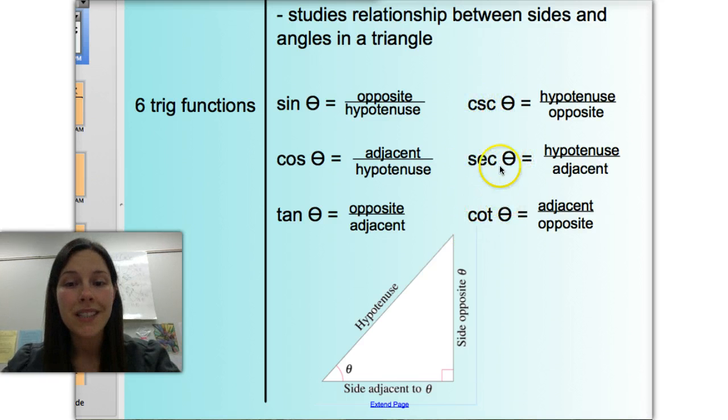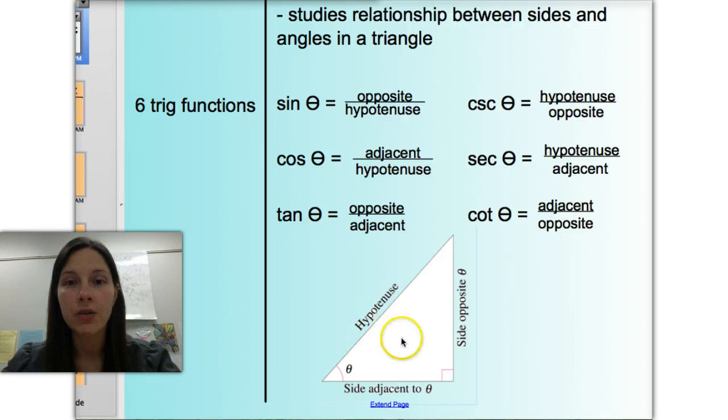Now, I always get messed up because the reciprocal of sine is cosecant, and the reciprocal of cosine is secant. So I always have to remind myself that those are backwards from what you would think. You would think the reciprocal of cosine is cosecant, but it is not.